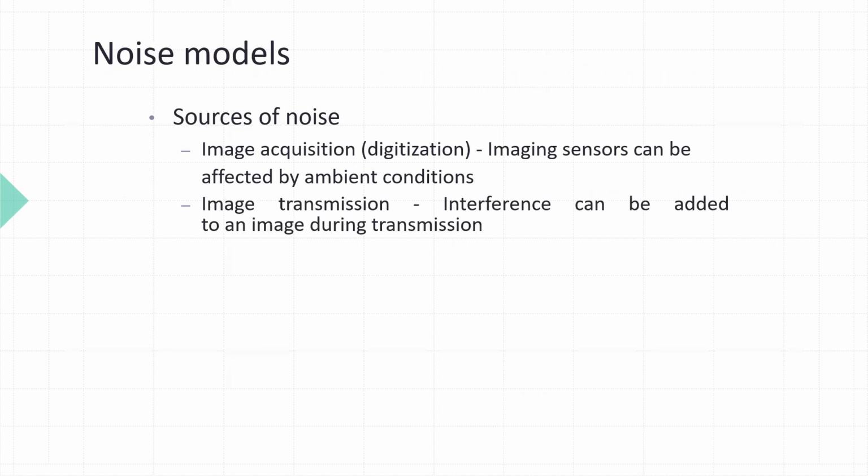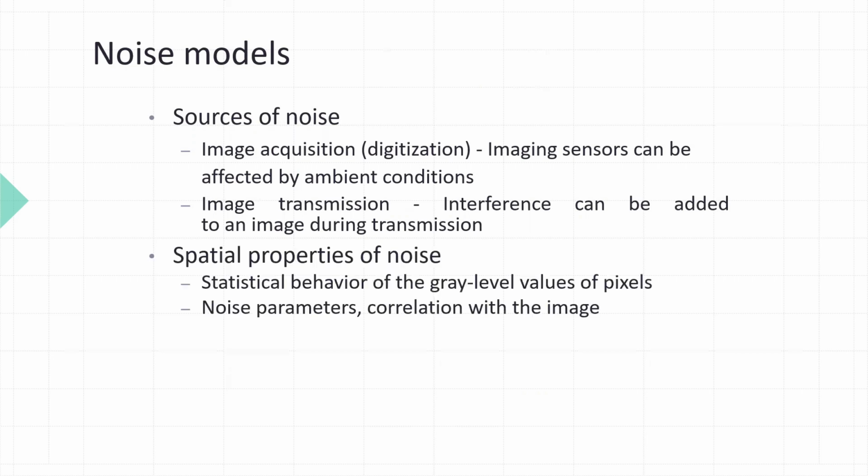Next one, during image transmission, interference can come in between, like added noise can be carried during the transmission process. Next one, spatial properties of noise. What are the spatial properties? When it comes to spatial properties, if you take a gray level, its pixels, how they behave with respect to their values, that is statistical behavior, we call it. Next, noise parameters, and their correlation with the image.